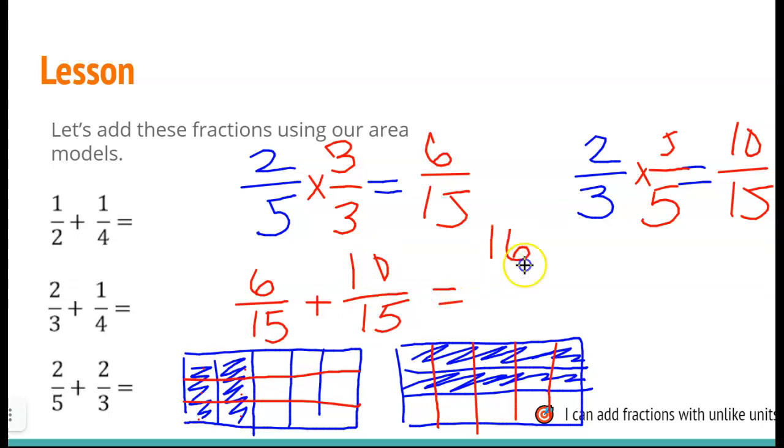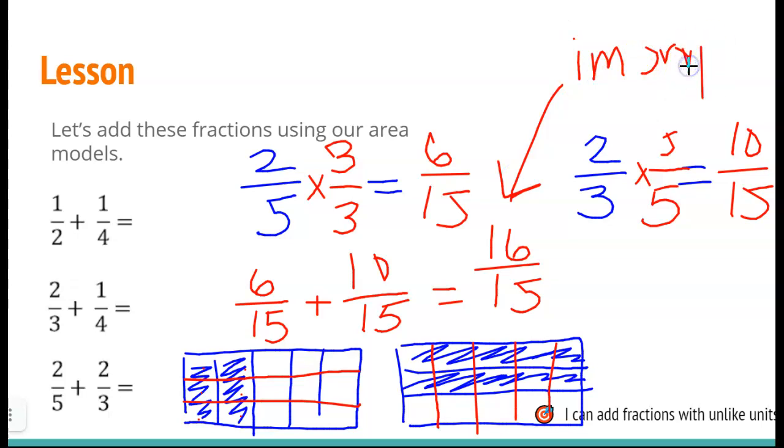Now here's where it gets fun. What is this called? That is called an improper fraction. That is correct. It is called an improper fraction because my numerator is greater than my denominator. So what can I do? I can go ahead and break that down into 1 and 1/15.